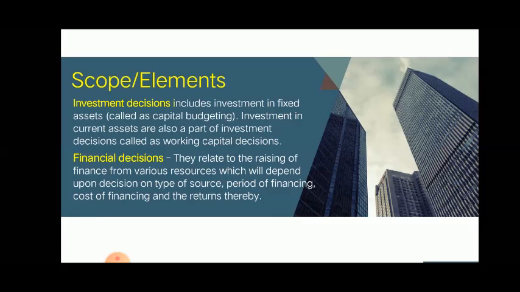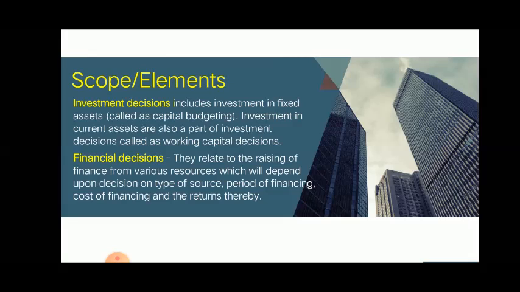Its scope is: first is investment decision, which includes investment in fixed assets, called capital budgeting, which we cover in the following slides. Investment in current assets is also a part of investment decisions, called working capital decision. It is also included in the following slides.